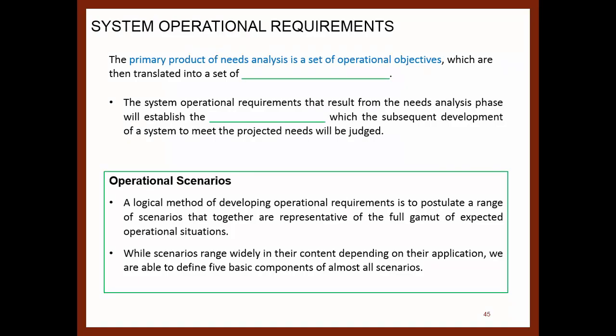The primary product of needs analysis is a set of operational objectives, which are then translated into a set of operational requirements. The system operational requirements that result from the needs analysis phase will establish the reference against which the subsequent development of a system to meet the projected needs will be judged. These are the measurements that we are going to use to see if the system is meeting the needs of the customer. These requirements are the things that we are going to look at when we are looking at the performance of our system and seeing whether or not it satisfies the customer needs. Operational scenarios, we talk about this.